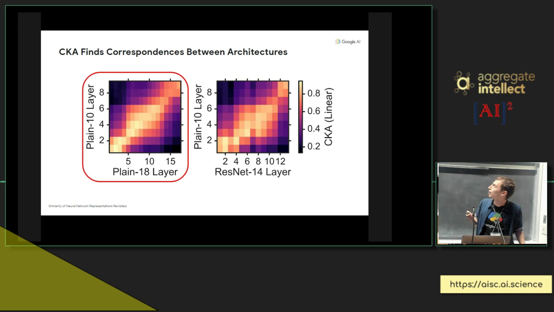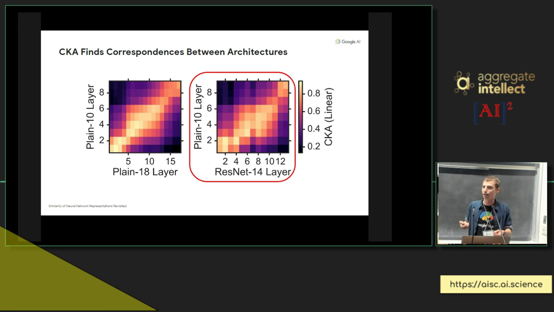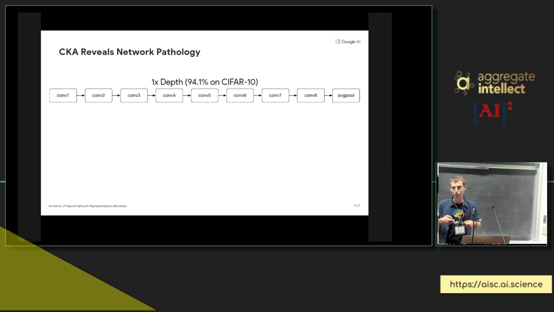On the right, I'm measuring similarity between a 10-layer plain CNN and a 14-layer ResNet. And again, you can see that there's some architectural similarity between the two networks. Finally, we have this serendipitous finding that demonstrates what CKA can tell us about what goes wrong when we train a neural network and it doesn't behave as we expected.